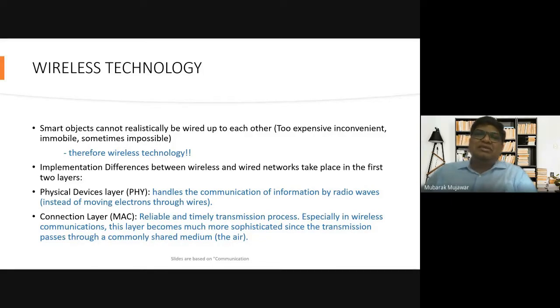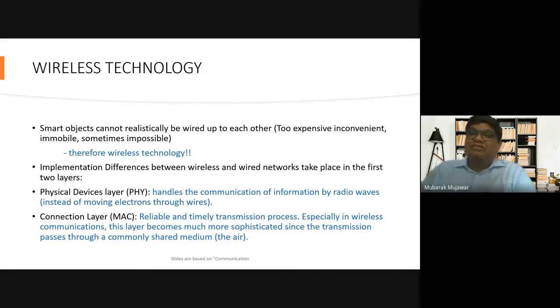And the other thing is the implementation. The difference between wireless and wired technology is that it takes place at two different levels. As you might be learning tomorrow, we'll have two different layers.